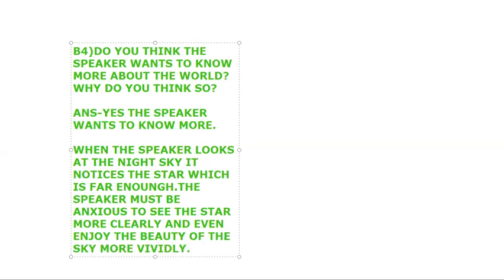দেখো এটা অ্যান্সারটা একটু হয়তো শক্তই হলো। কেন মনে হয় যে ব্যাঙটা পৃথিবী সম্বন্ধে আরো কিছু জানতে চায়? আমার একটা জিনিস মনে হয়েছে যে আকাশ এবং তারা। When the speaker মানে when the frog looks at the night sky, রাতের আকাশের দিকে তাকায়, it notices the star which is far enough. সে দেখতে পায় তারাটাকে যেটা কিনা অনেক দূরে। The speaker must be anxious. বক্তা নিশ্চয়ই খুব উৎসাহী হয়ে থাকবে to see the star more clearly, তারাটাকে আরো পরিষ্কার ভাবে দেখতে, and even enjoy the beauty of the sky more vividly, আরো পরিষ্কার ভাবে আকাশের সৌন্দর্যকে লক্ষ্য করার জন্য। সেই জন্য তার থেকে মনে হচ্ছে যে সে ওয়ার্ল্ডকে আরো বেশি দেখছে। হলো?